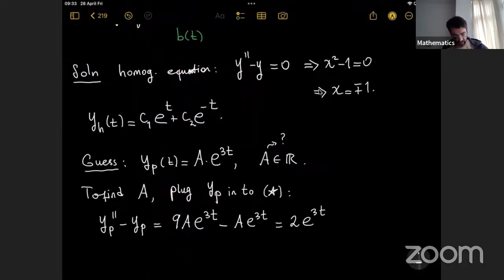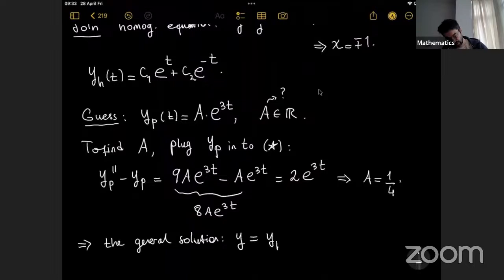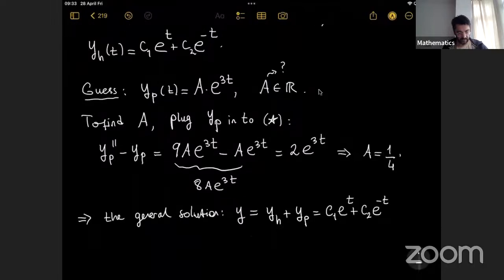Well, this tells you simply 8a e^(3t), so a is equal to 1/4, which tells you that the general solution y is equal to y_h plus y_p, which is c1 e^t plus c2 e^(-t) plus the particular solution a e^(3t), where a is 1/4, so 1/4 times e^(3t). Okay, that's it.